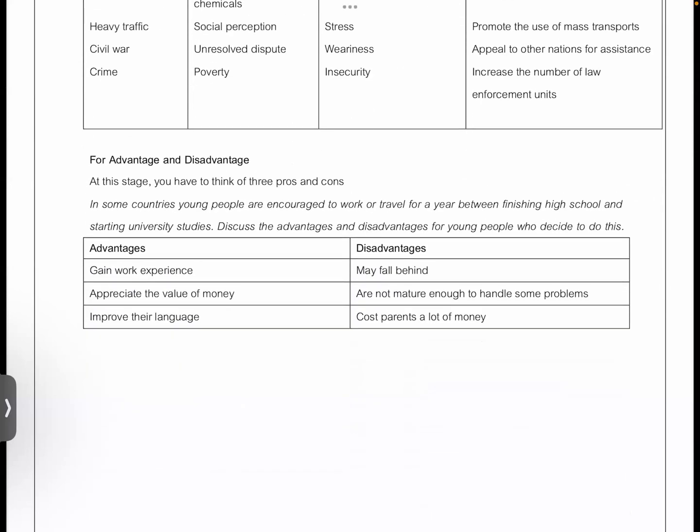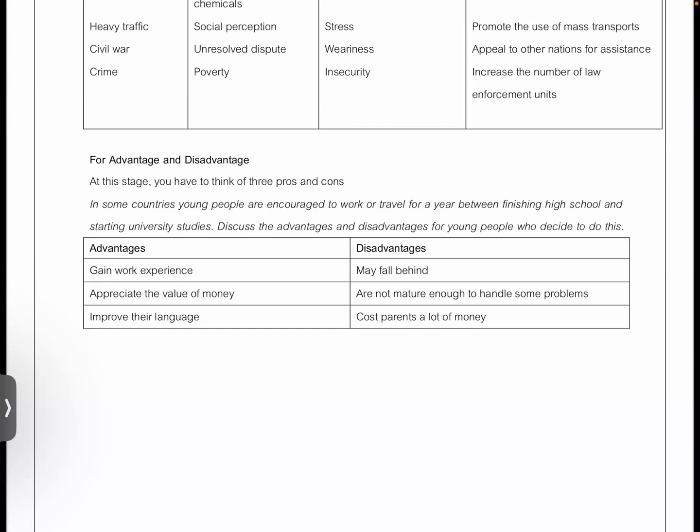Okay, next we're looking at advantages and disadvantages. Let's look at the question. In some countries, young people are encouraged to work or travel for a year between finishing high school and starting university studies. Discuss the advantages and disadvantages for young people who decide to do this.